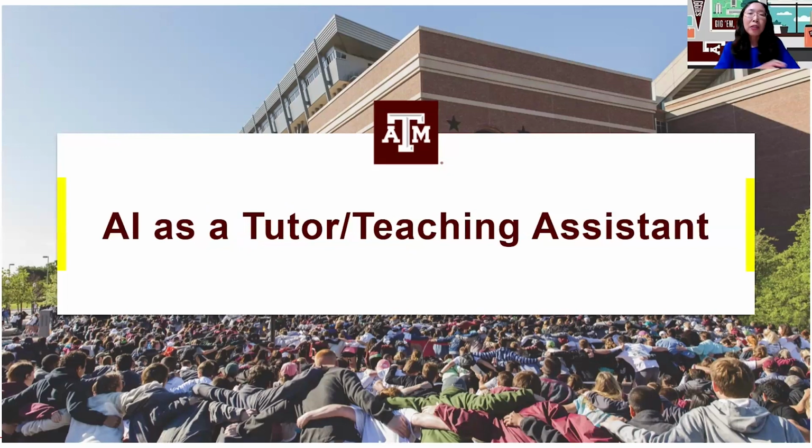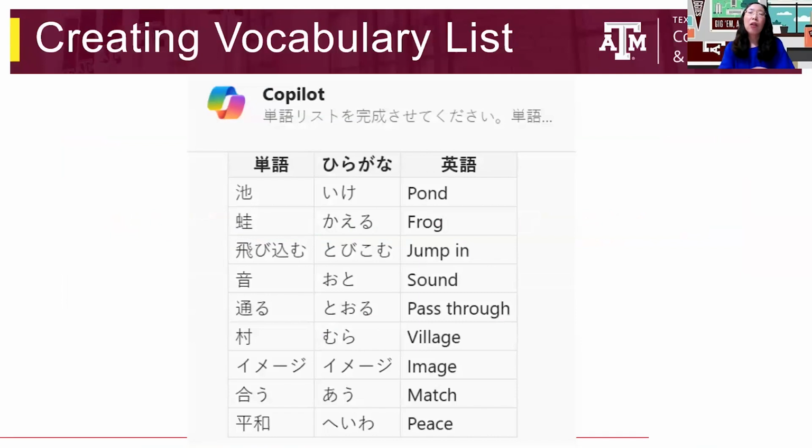And I used AI as a tutor or teaching assistant. For example, for a reading activity, we can ask the AI to create a vocabulary list. The left column shows the vocabulary words. The middle one shows hiragana, which is written phonetically to show the Chinese character readings. And then the right column is the English descriptions.